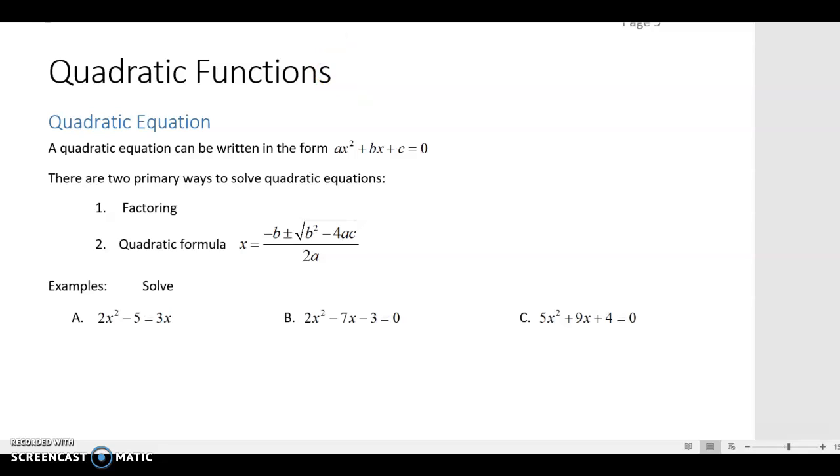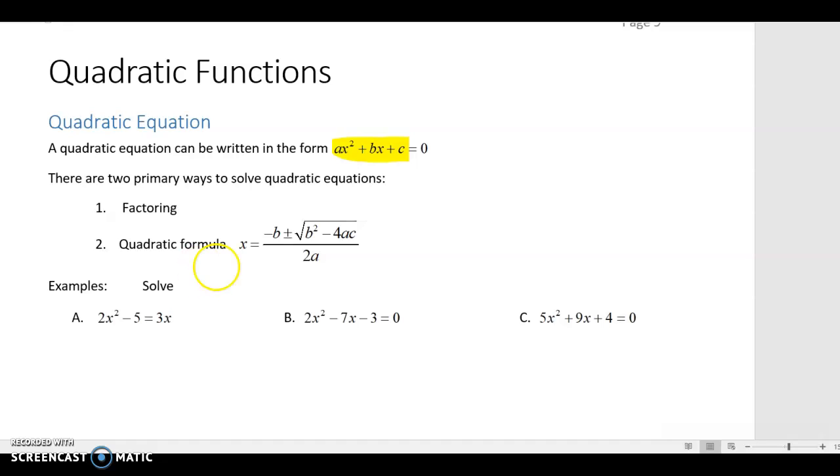Alright, so we're going to solve some quadratic equations and then look at some quadratic functions. Remember, quadratic equations are ones that have that x squared, and usually if we're going to solve them, we get everything on one side so it's equal to 0. So usually they can be written in the form ax squared plus bx plus c equals 0.